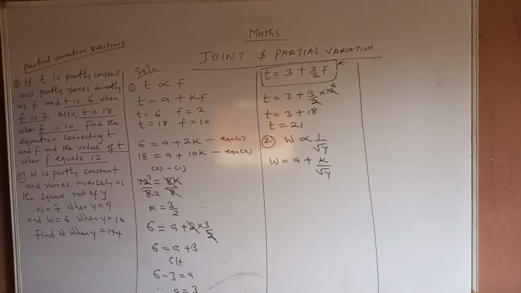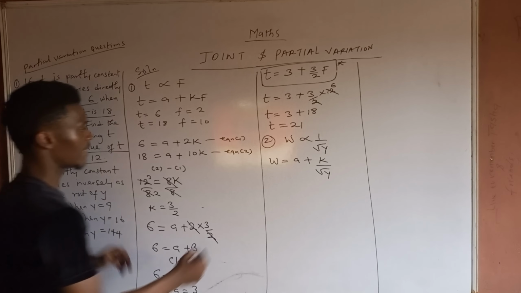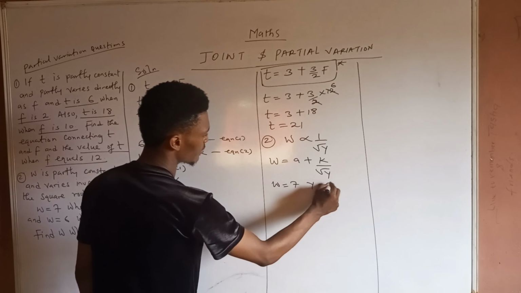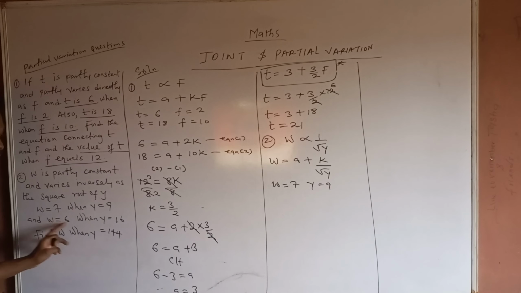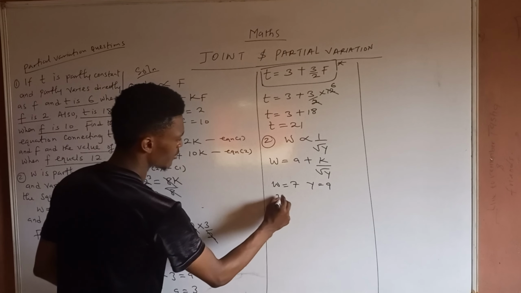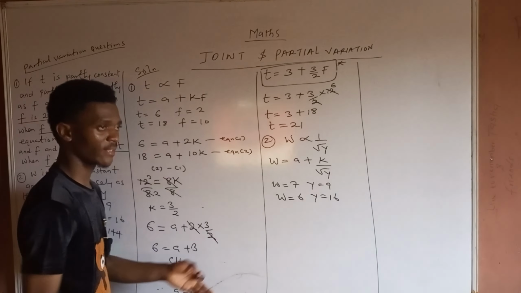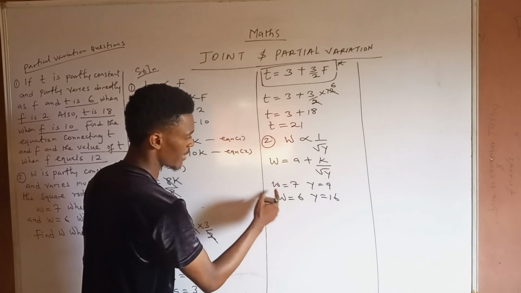All right, so that's how it is. Now we were given w as 7 while y as 9. So w is 7 in the first expression, y is 9. Then in the second expression, w is 6 when y is 16. So w is 6 when y is 16. Then we can get our simultaneous equation by substituting.